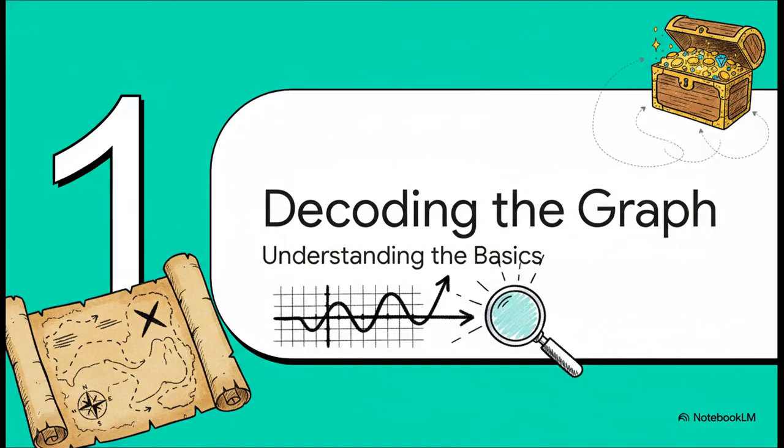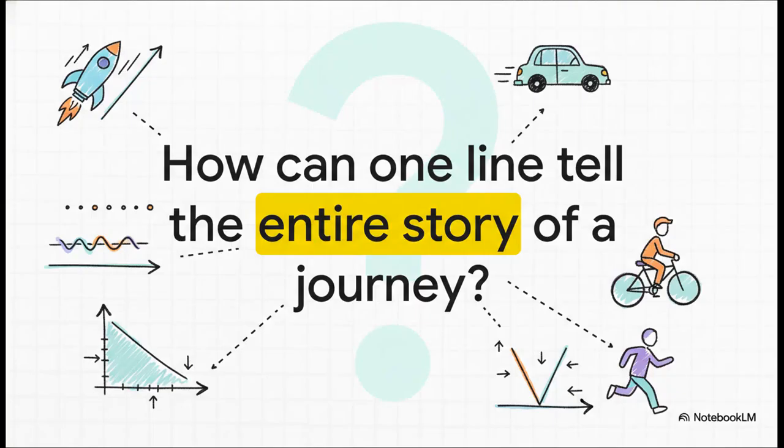All right, first things first. Before we can start finding all the treasure hidden in these graphs, we've got to understand the map, right? So let's start there, getting comfortable with the basic layout and what exactly we're looking at. I mean, it seems almost too simple, doesn't it? Just one single line? How can it possibly pack in so much information? Think about it. It can show something speeding up, cruising along, slamming on the brakes, and even doing a complete U-turn. That is the power we're about to unpack.